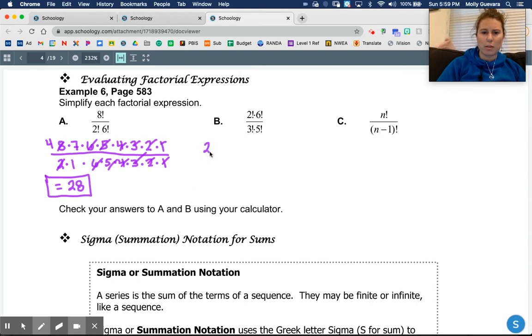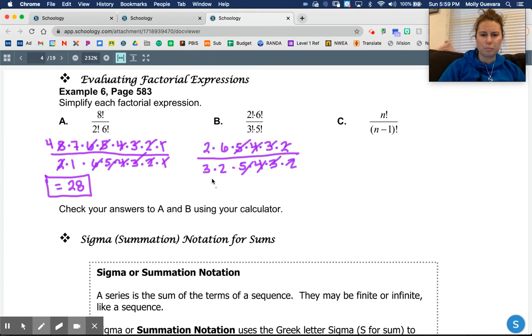So for B, I would do 2, and then times 6, 5, 4, 3, and 2. And then on the bottom, I have a 3 and a 2, and then a 5, 4, 3, and 2. So here I would cross off my 5, 4, 3, and 2. My 2's can cancel. And then I'm just left with 6 over 3, which is just 2. And that's it. So a lot easier way to simplify it.